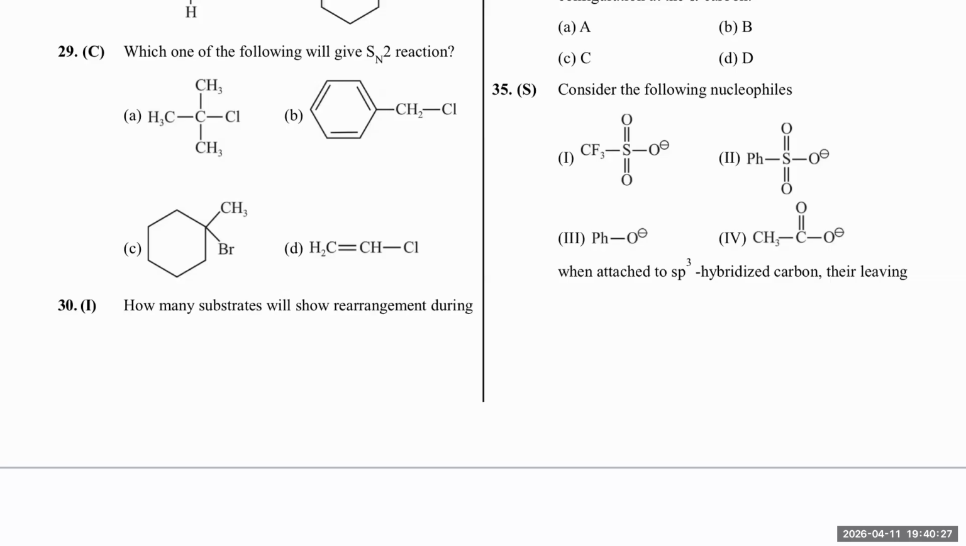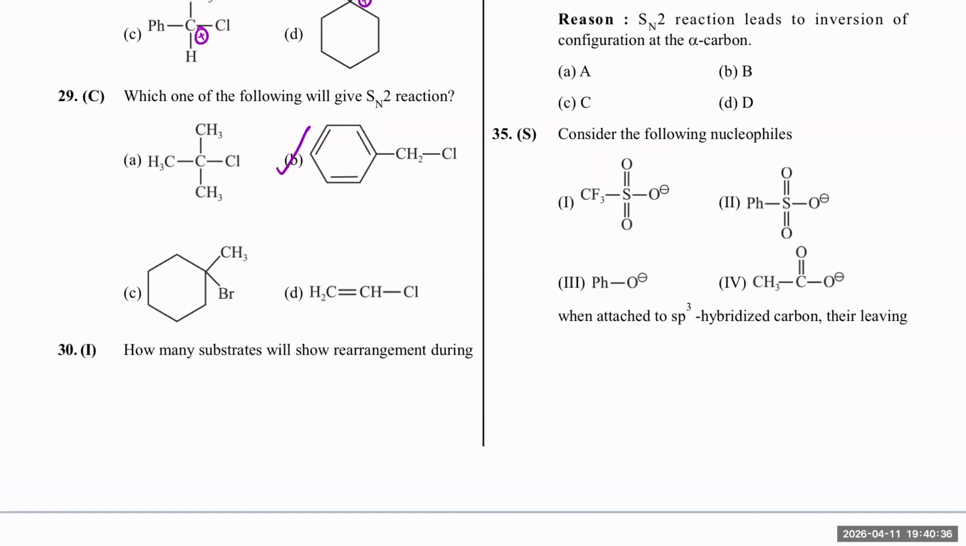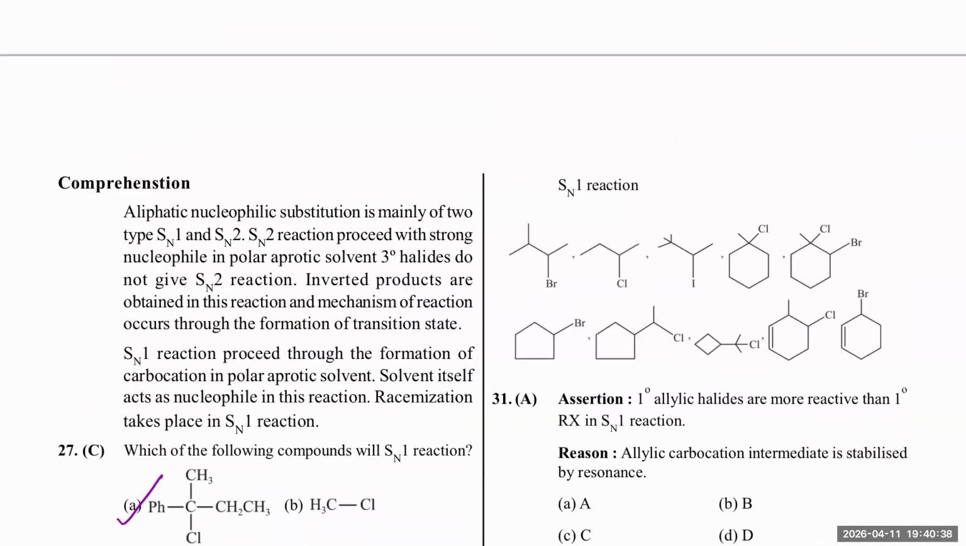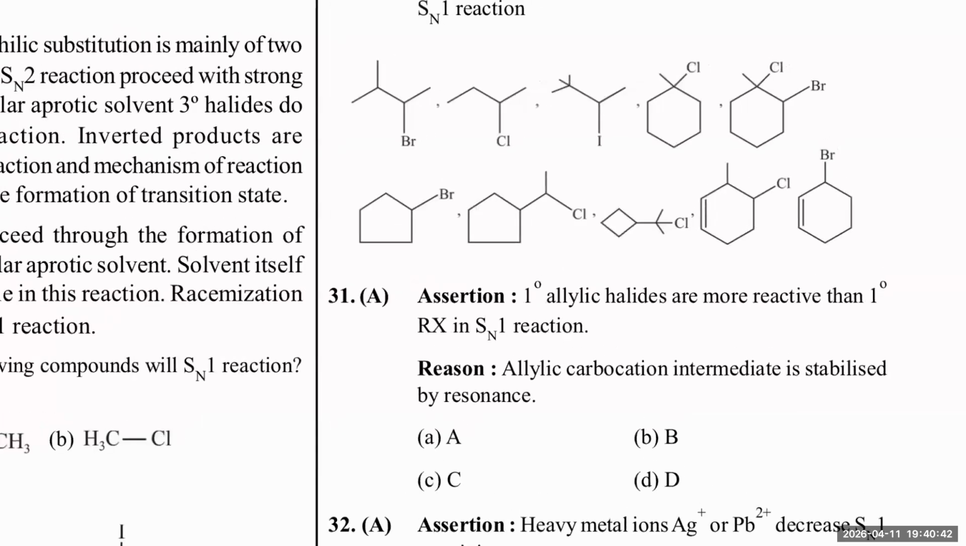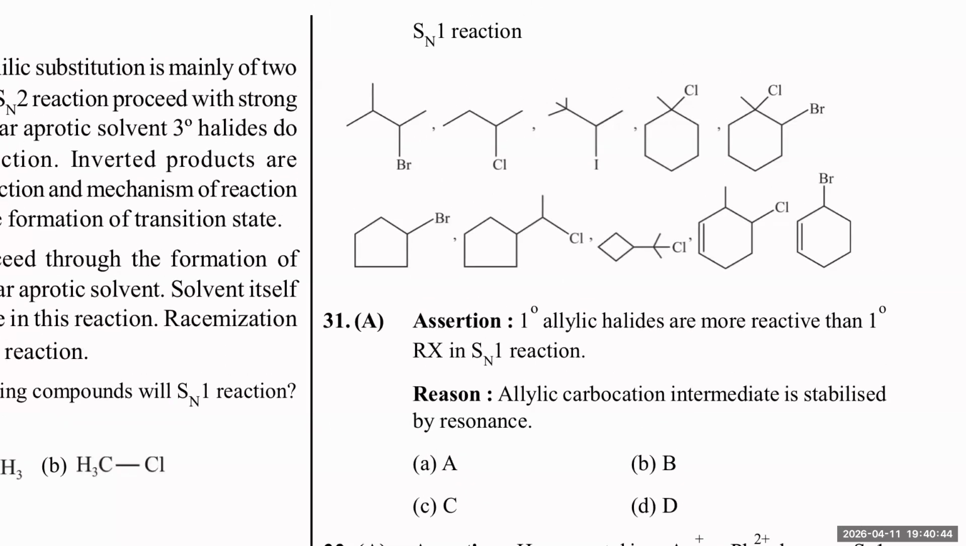29. Which of the following will give SN2 reaction? Okay. Benzyl will give you, that's it. Rest all will not give SN2 reaction. Okay. How many of these will show rearrangement? Okay. This I will give you for a minute's time. Please try it out, everybody. Then I'll discuss. You need to check how many are going to give rearrangement to get SN1 reaction.